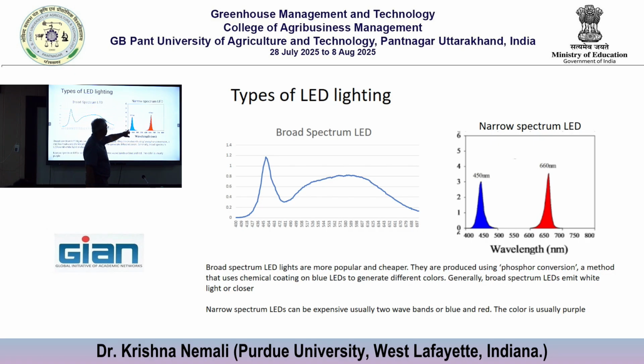The other model, these are more expensive. Here, there are two types of LEDs. What are those two types of LEDs? Red and blue. It's two separate. There is no phosphor, nothing there. You have red LEDs and you have blue LEDs.